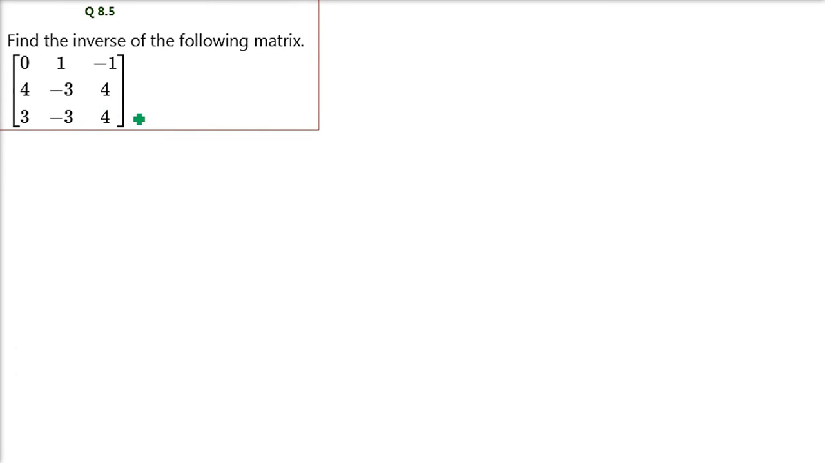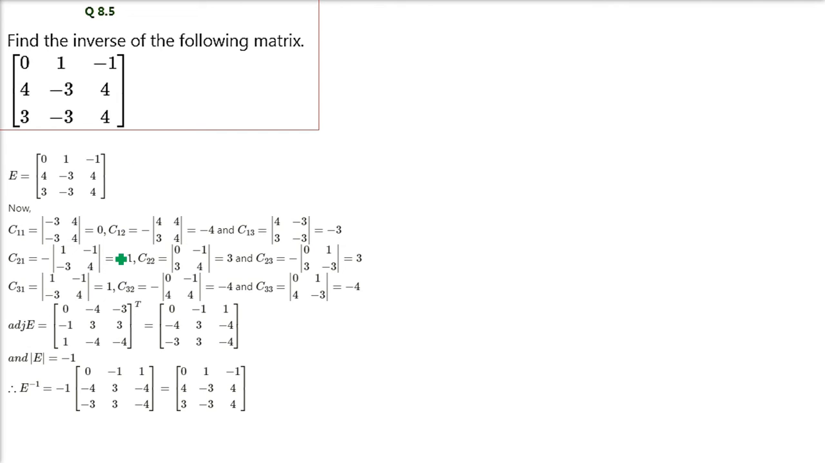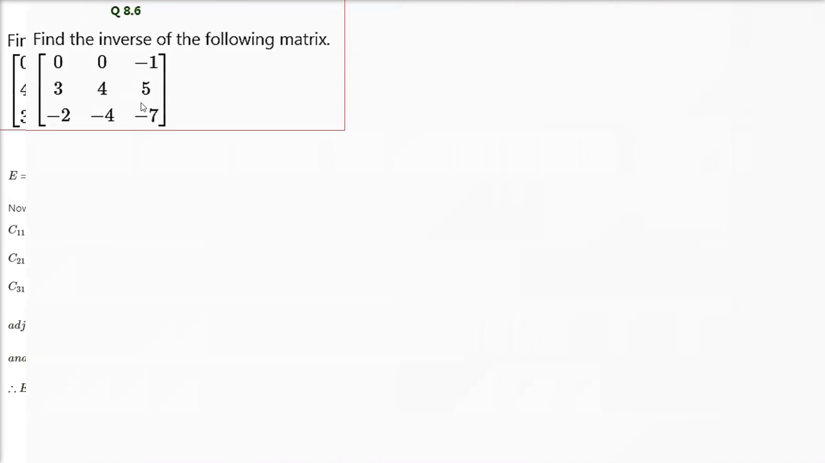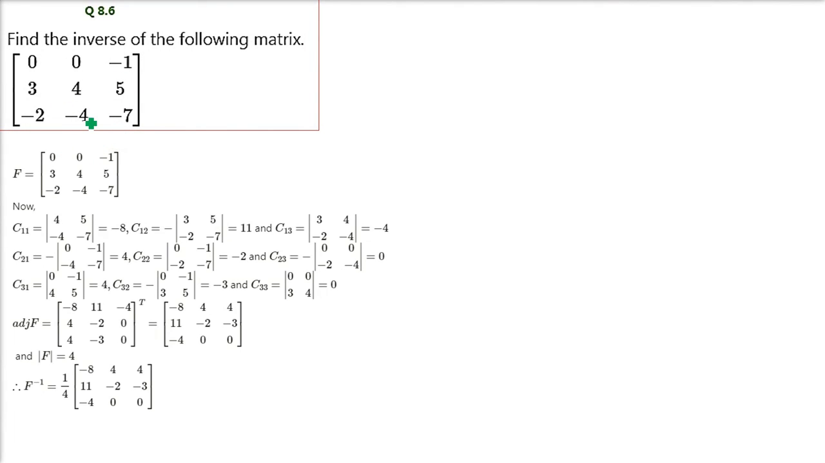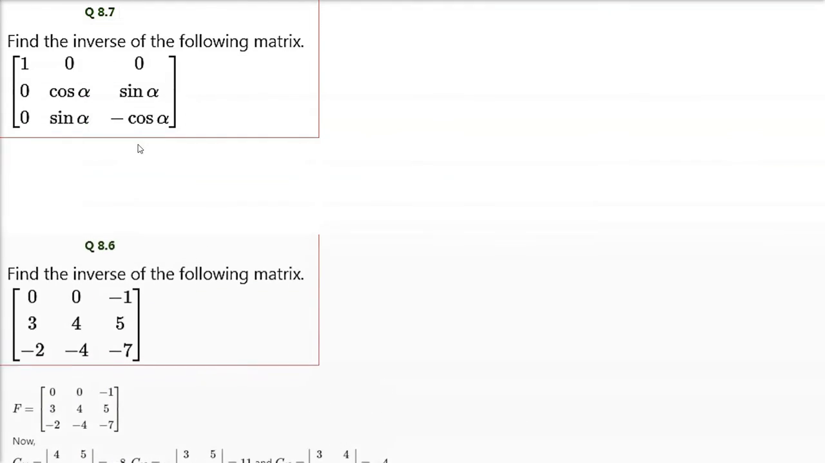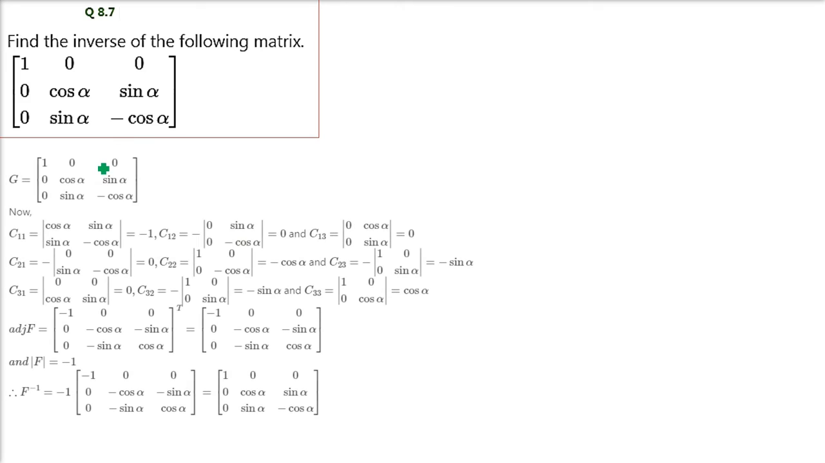All these questions are the same. I'm just pushing forward, because the criteria, the logic and the way it should be done are the same. Here also, find the inverse of the following matrix. This also you have to do the same way. Take the determinant, take the adjoint, divide both of them, and then you get the inverse. Now find the inverse of the following matrix. Now same thing you have to do.